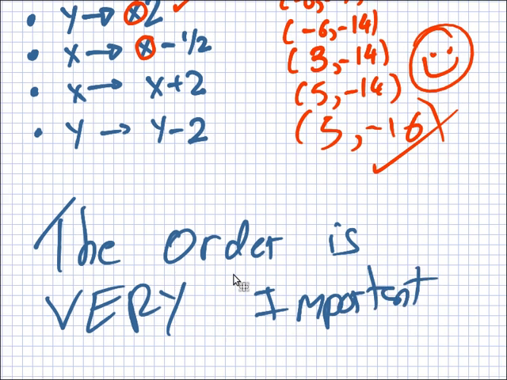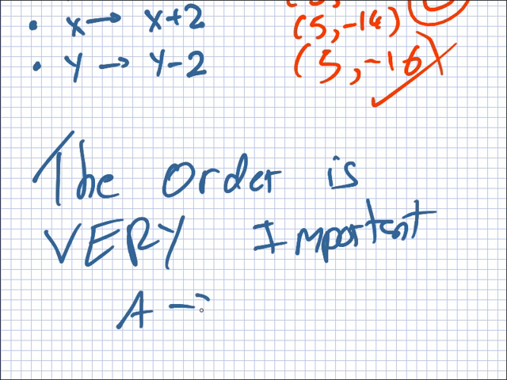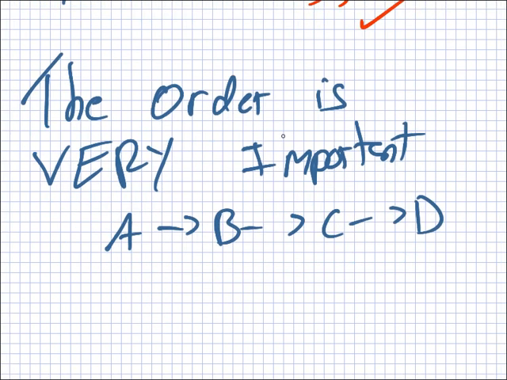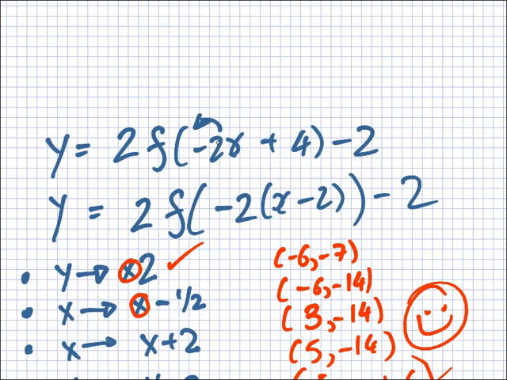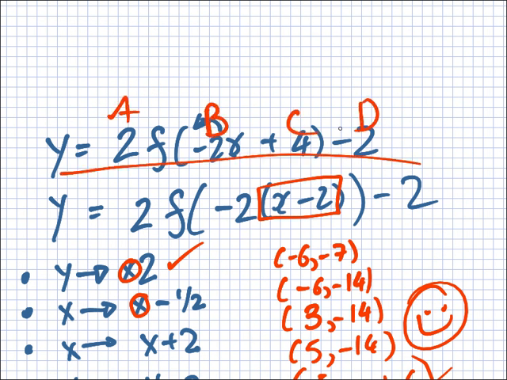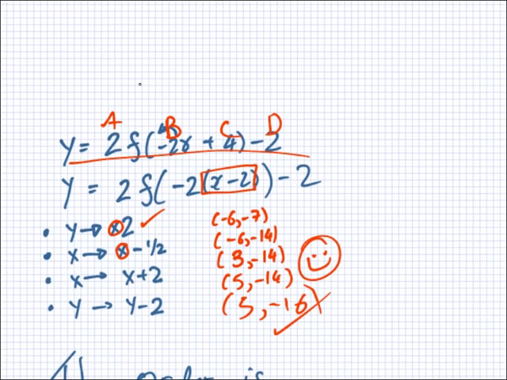From left to right, A, B, C, and D. And you also need to take this out, the minus 2. So you can have it like this. Because if you keep it like this and you go A, B, C, D, you get the wrong answer. Let's see what answer we would get.